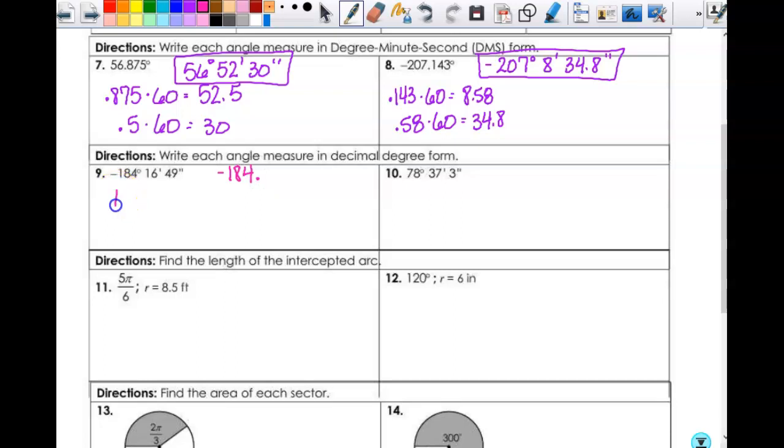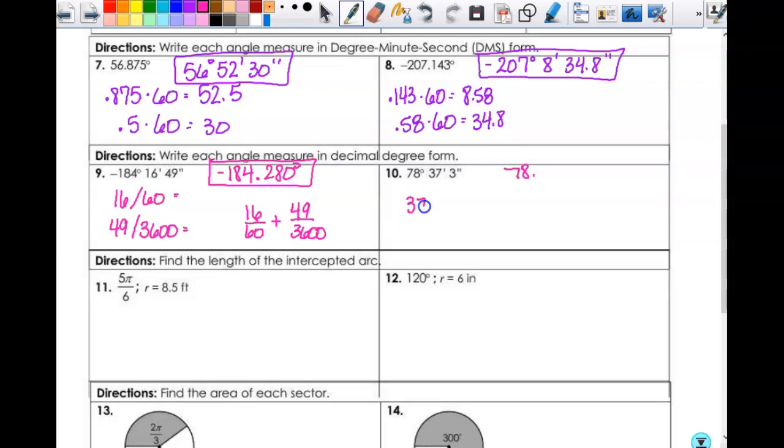So to go the other way, I have 16 minutes and 49 seconds, so it's negative 184 point something. I'm going to need to take 16 and divide it by 60, and I'm going to take 49 and divide it by 3600. You can do each one of those and store them if you want to, but on the calculators that we have, you can set them up as fractions like this, and just let the calculator do it all for you, and you get negative 184.280 degrees.